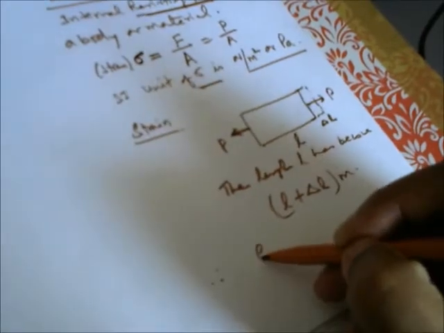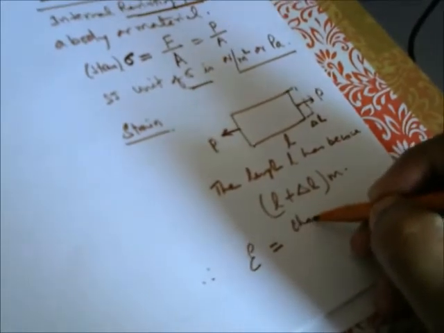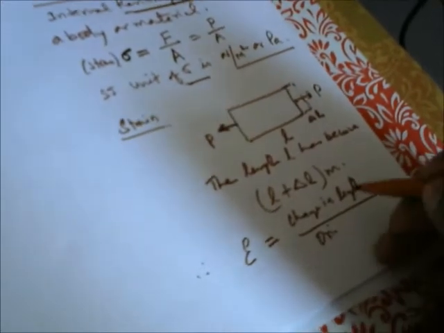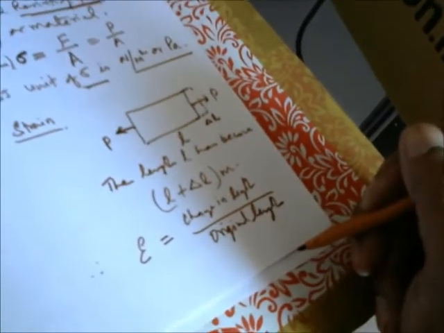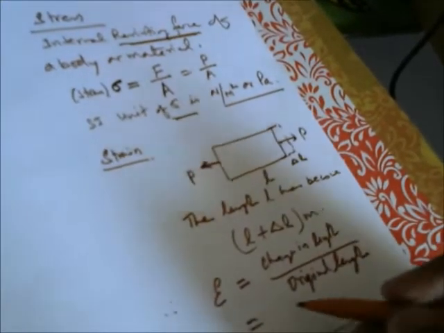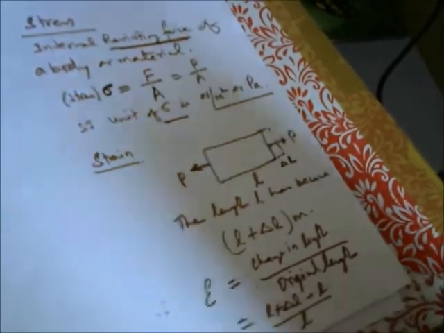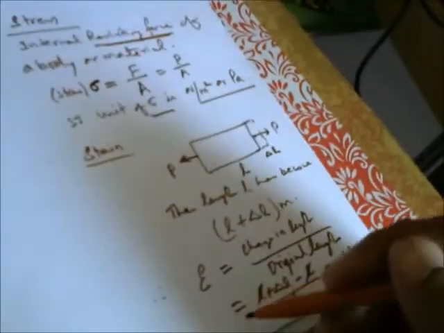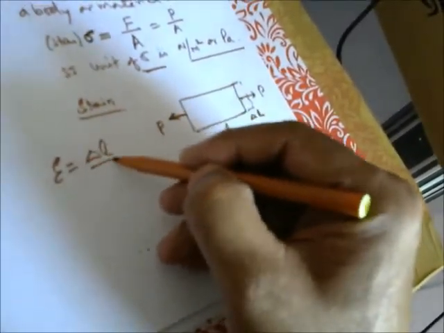Therefore, strain, which is generally denoted by epsilon, will be equal to change in length divided by original length. This will be L plus delta L minus L, by original length L. L has got cancelled. So strain has become delta L by L.